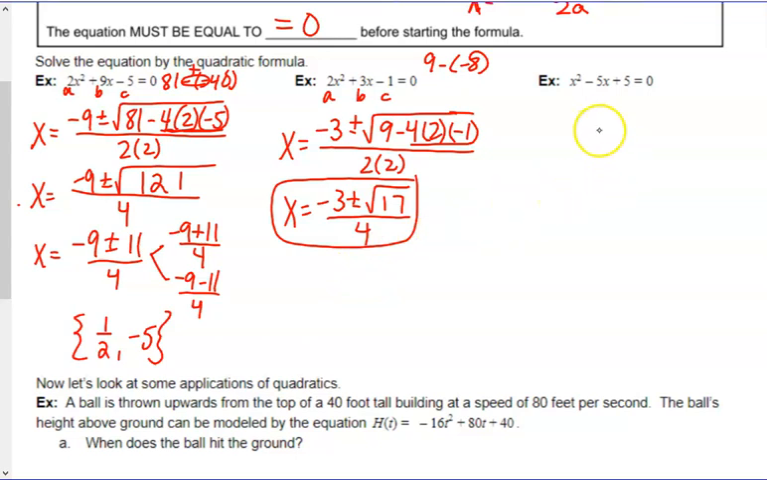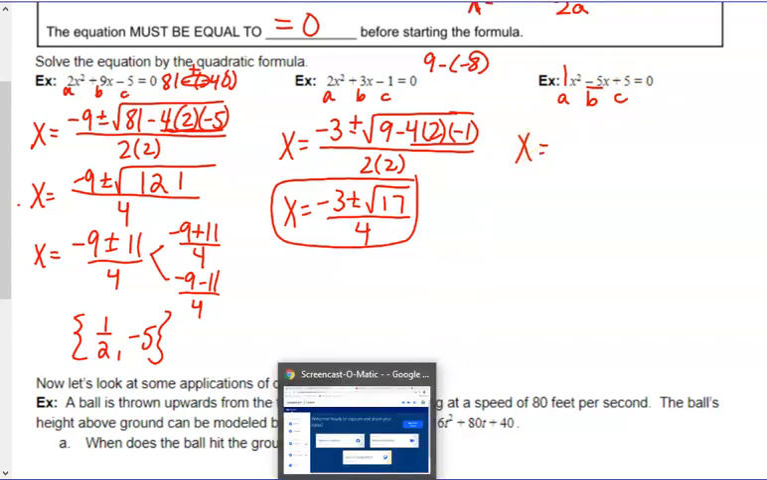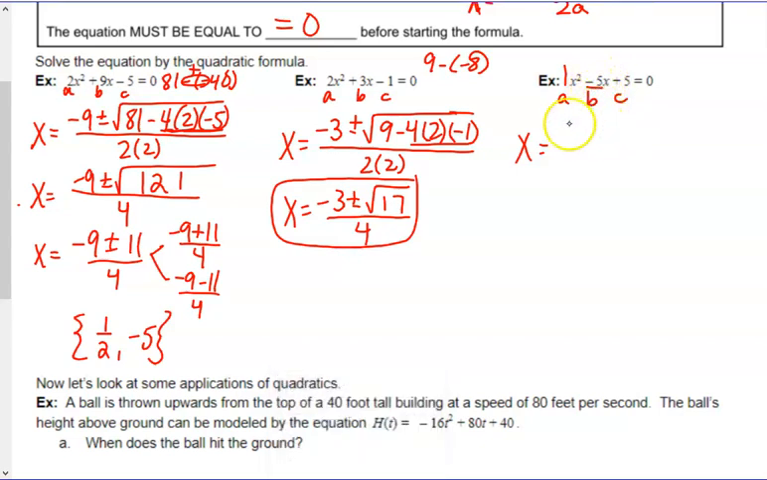So, last one. A this time is a nice invisible 1. B is actually a negative 5. And C is a positive 5 here. So let's see what we get. If I do x equaling negative b, the opposite of b, so the opposite of that is a positive 5, plus or minus the square root of b squared.